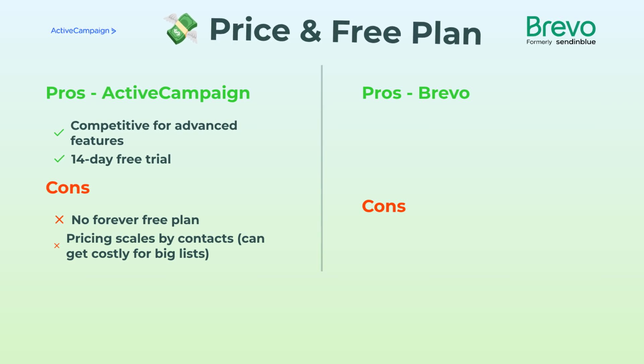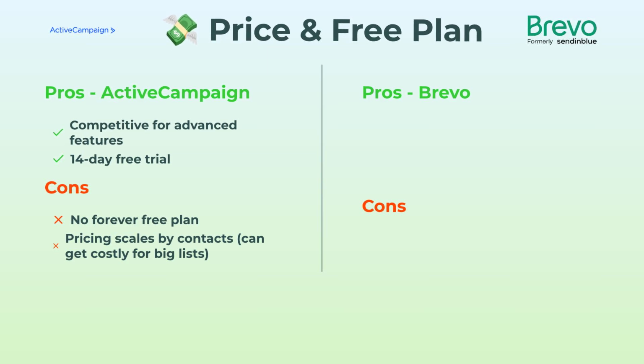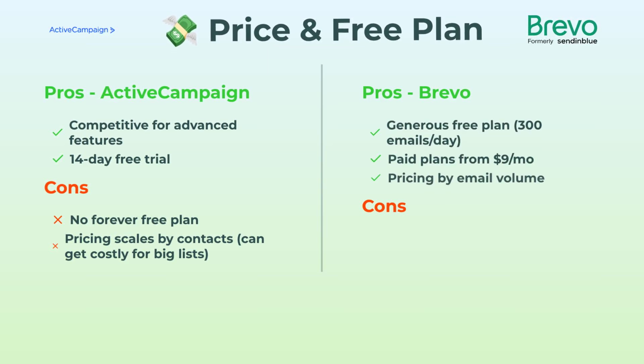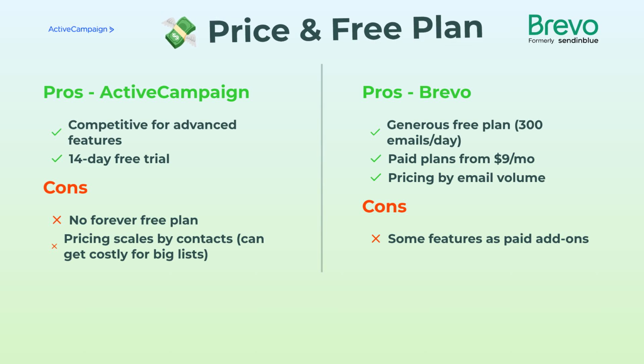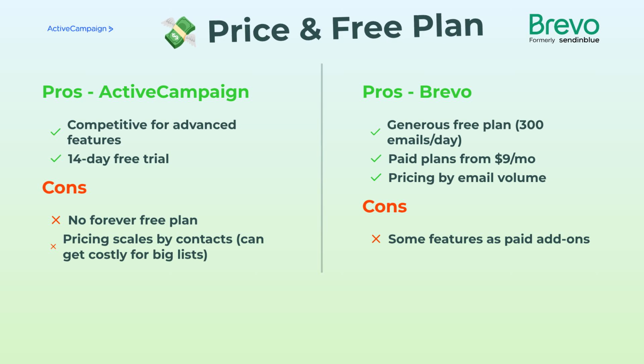Now, Brevo steps in, and honestly, this is where it shines. You get a really generous free plan, 300 emails a day, totally free every single day, which is kind of wild. Paid plans start at just $9 a month, so it's super friendly for budgets.